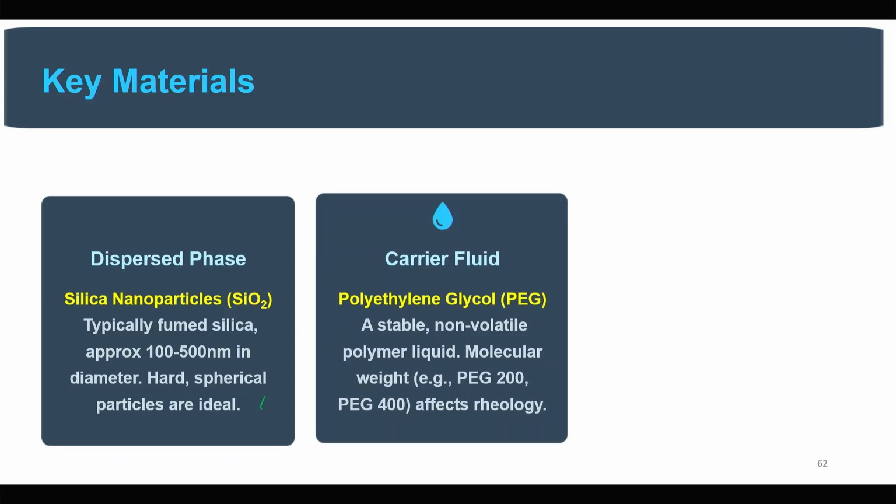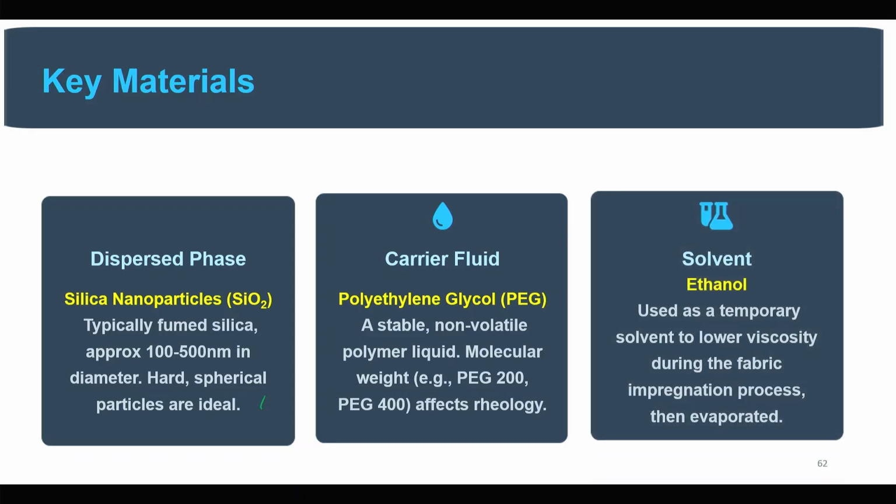The carrier fluid in shear thickening fluid is polyethylene glycol, because it is a stable, non-volatile polymer liquid. The molecular weight is PEG 200 to 400. And for this we need a solvent, ethanol.